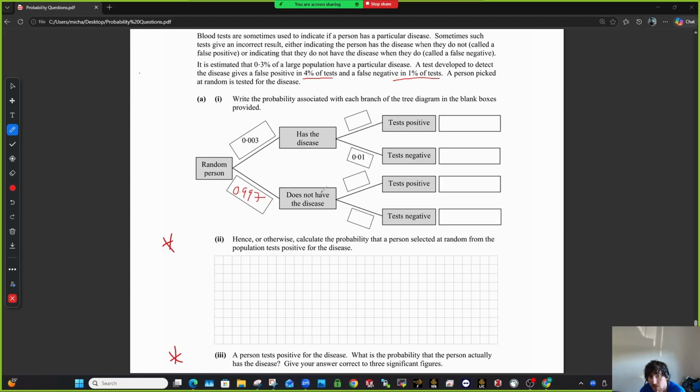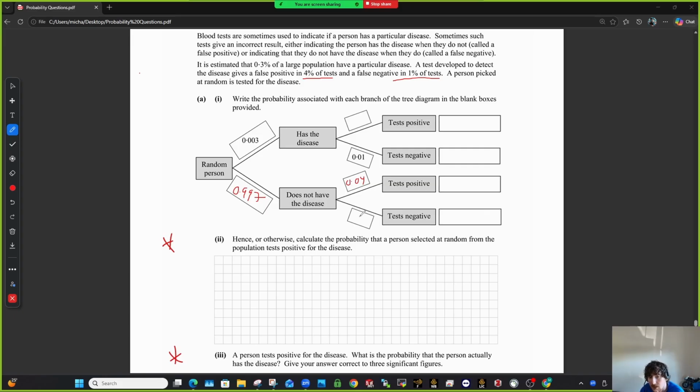Then there's this here with a false positive. So if you do not have the disease, you should test negative. And then you can get this false positive, this incorrect thing here, which is the 0.4 there. So hopefully people understand that. That was a bit tricky. You'd want to sit with that and think about it.